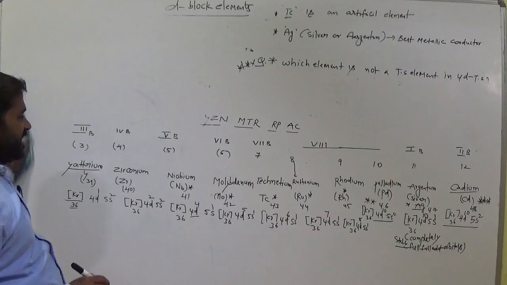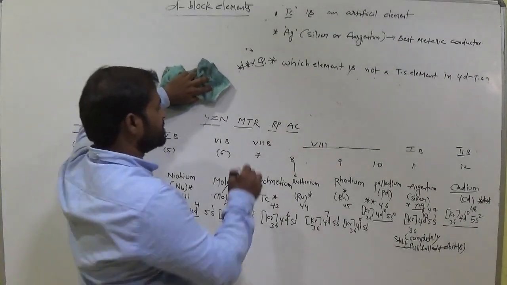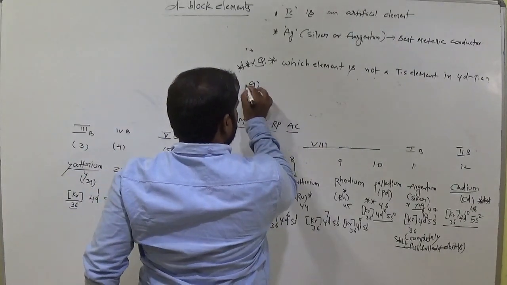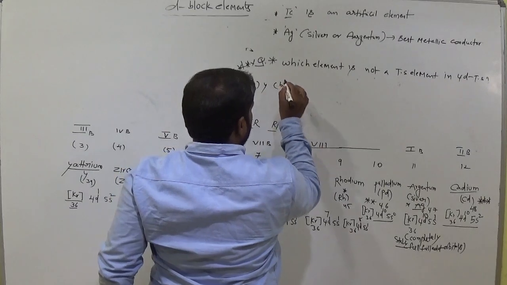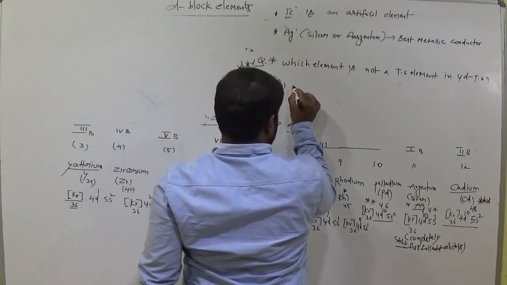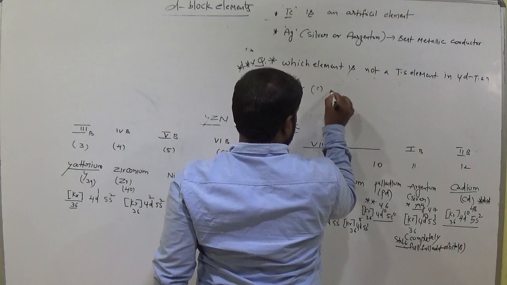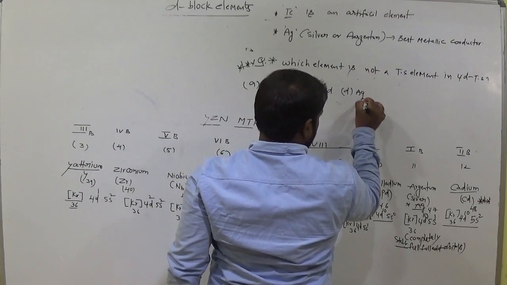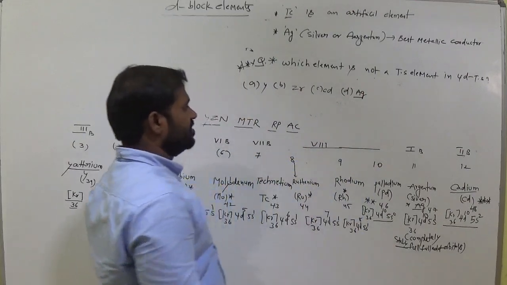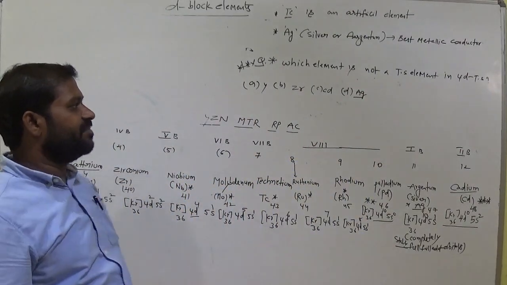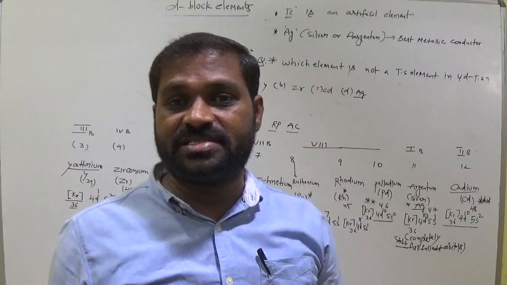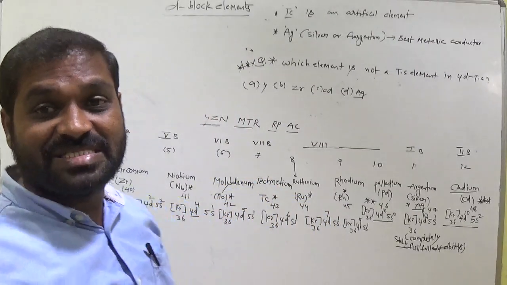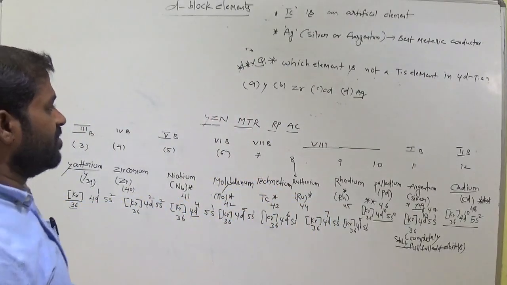Transition elements means here, options: A is yttrium, B is zirconium, C is cadmium, D is silver. So which one is correct? Which element is not a transition element in 4D transition series? So I should remember here.